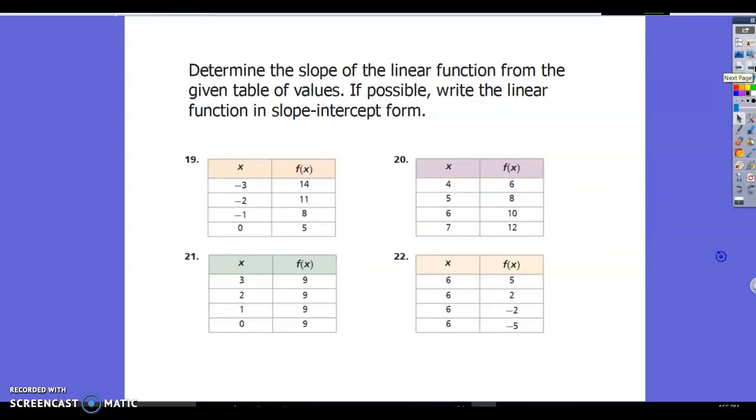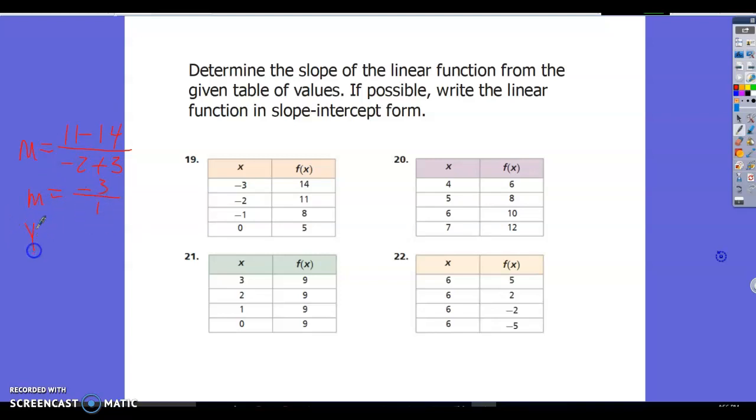All right. Last examples, determine the slope of a linear function from the given table of values. If possible, write the linear function in slope-intercept form. All right, so the first thing you have to do is determine the slope. So let's look at a couple of these. So the slope would be change in y's over change in x's. So slope, we're going to do 11 minus 14, negative 2 minus negative 3 makes that a plus 3. So it equals negative 3 over 1. So our slope is negative 3.